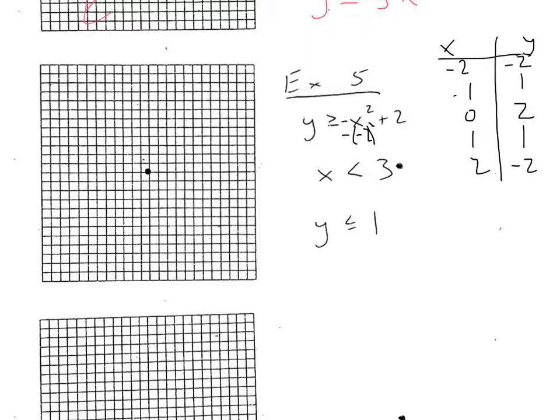So I'm going to plot those 5 points. Negative 2, negative 2. Negative 1, 1. 0, 2. And then the other 2. 2, negative 2. So there's my parabola. You see it's upside down like it should be.